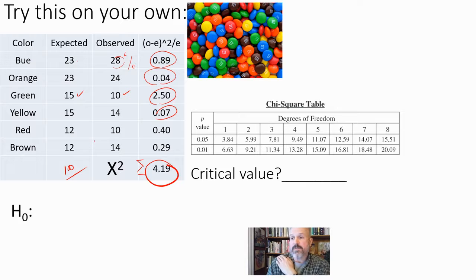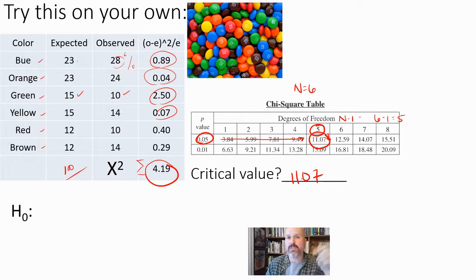How many degrees of freedom do I have? Well, I'm looking at 1, 2, 3, 4, 5, 6. My N equals 6. My degrees of freedom are N minus 1. So 6 minus 1, mental math, is 5. So my degrees of freedom are way over here with 5. And then if I look at 0.05 and I look at where they come together, 11.07 is my critical value to overcome this, the threshold number that my chi-square has to be greater than.